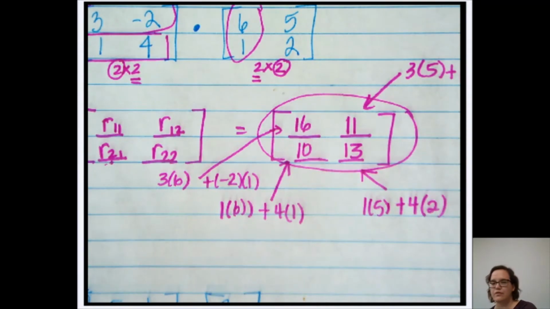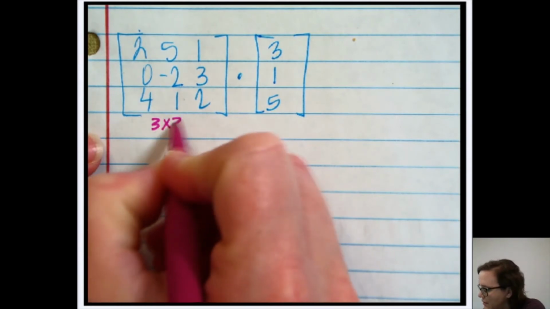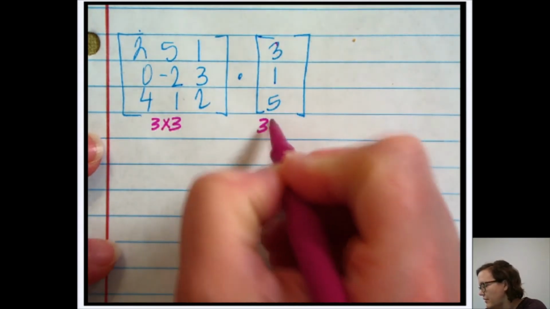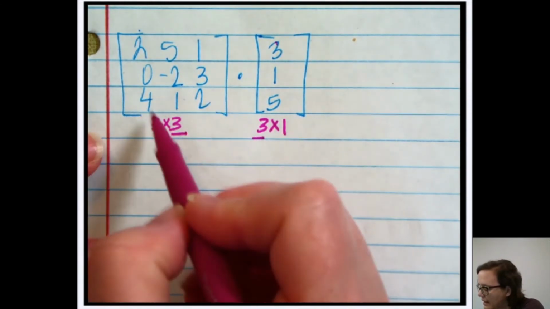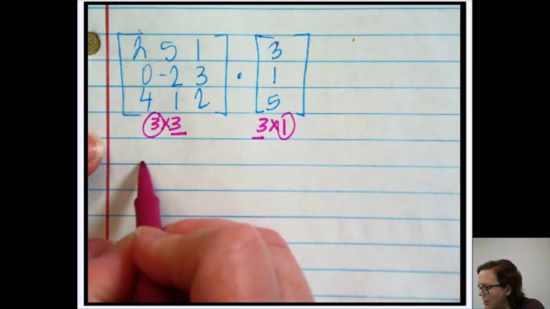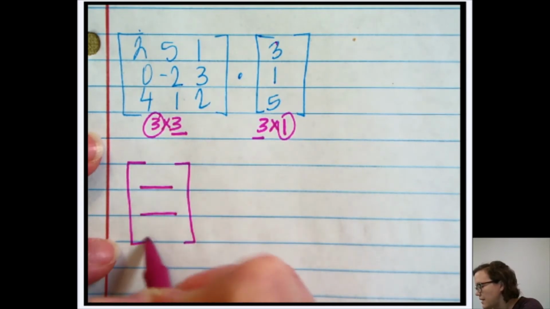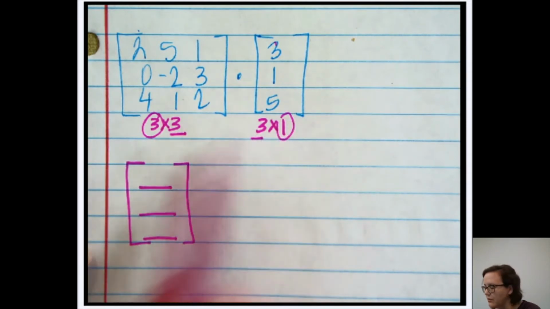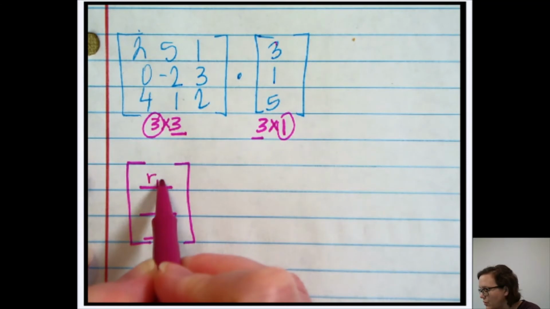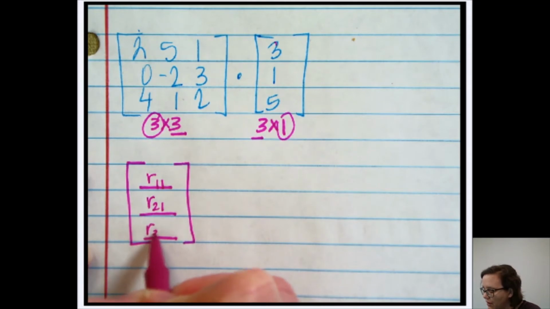Okay, so let's try this one. We have a 3 by 3, and then we have 3 rows by 1 column, so we have a 3 by 1. So can we do it? And the answer is yes, because those are the same. And this will generate a 3 row by 1 column matrix. Okay, so this tells us how many rows our new matrix will have. This tells us how many columns. Okay, and so this gets called row 1, column 1, row 2, column 1, row 3, column 1. Okay, so that gives you an idea of what to do now.